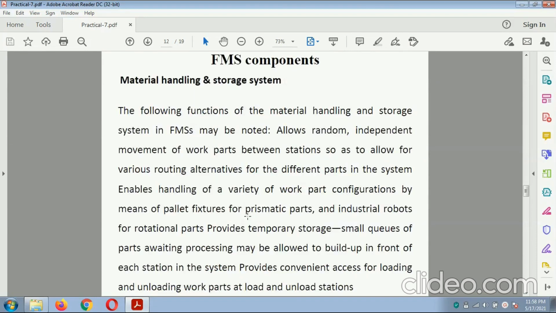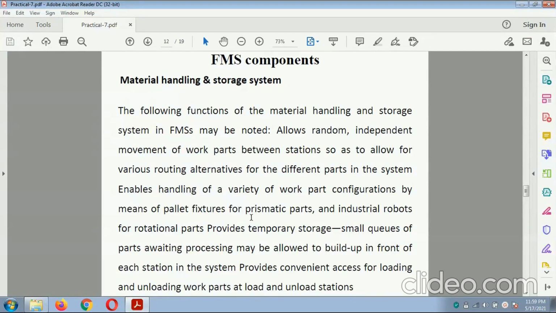The FMS components: the material handling and storage system. The functions of the material handling and storage system may be noted. It allows the random independent movement of work parts between the stations, so as to allow for various routing alternatives for the different parts in the system. It enables the handling of a variety of work part configurations by means of pallet fixtures for prismatic parts.